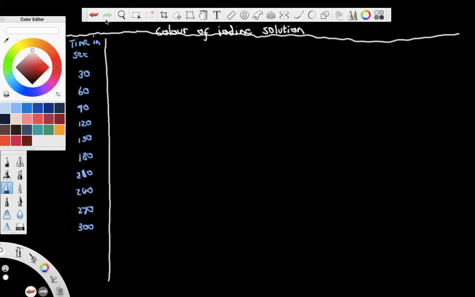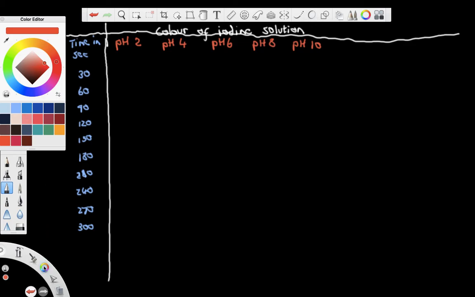And underneath there, we're going to have all of our different pHs. So we're going to have pH 2, pH 4, pH 6, pH 8, pH 10. Okay, these are the different ones we're going to have.